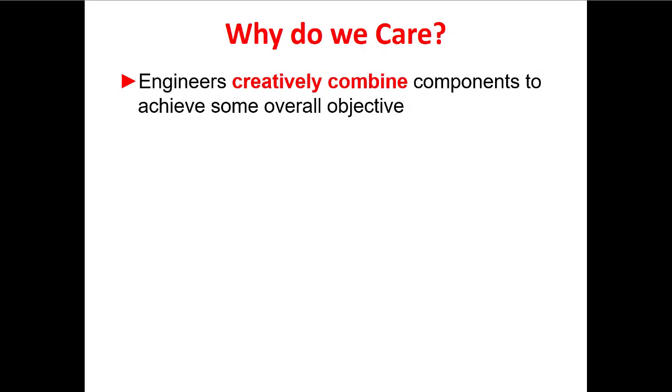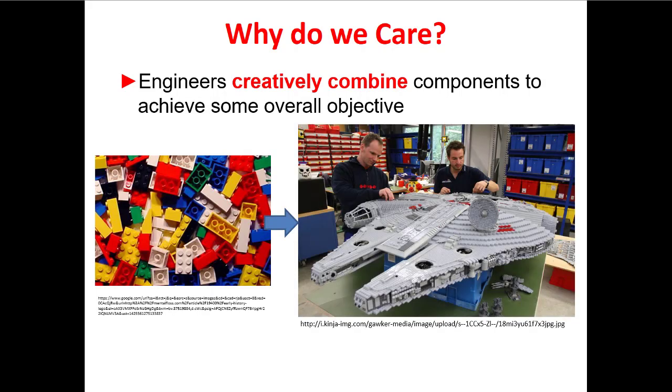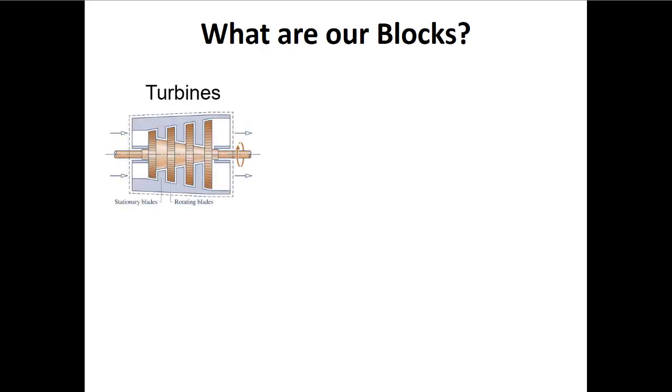And what we're doing today and throughout the course is we're going to learn how to solve these individual types of components, how we can analyze them. And then we're going to figure out how we put those components together to make something really cool, to make something useful. So what are the kinds of blocks that we're going to be using? Because obviously we're not dealing with Lego when we're making a power plant. So the most important types of components that we're going to deal with are turbines.